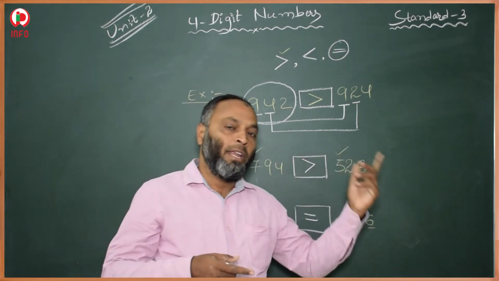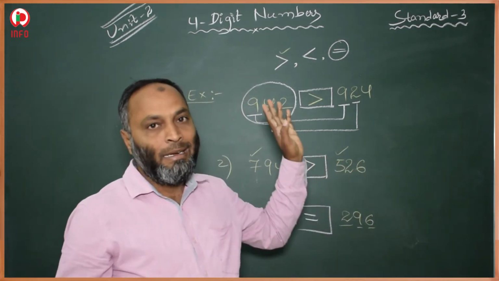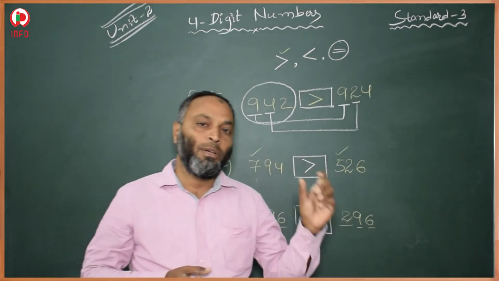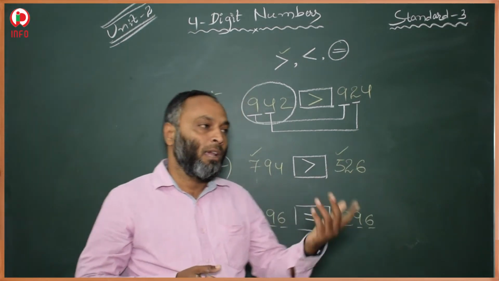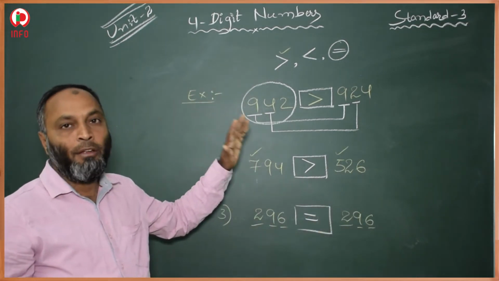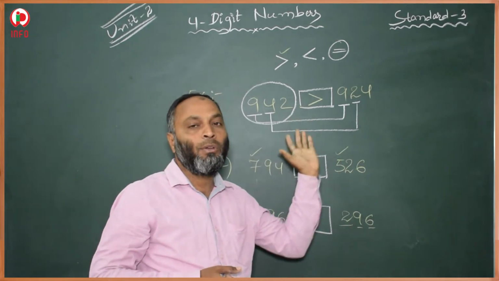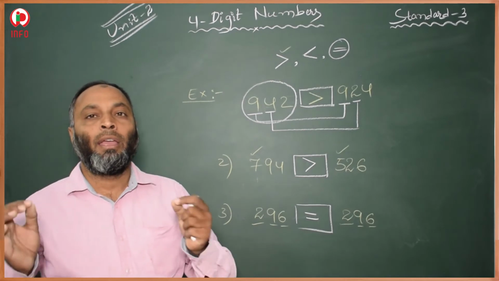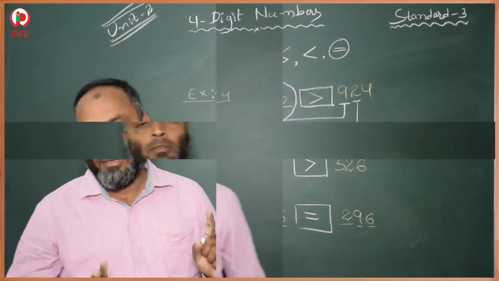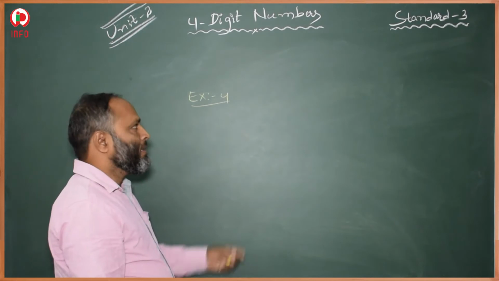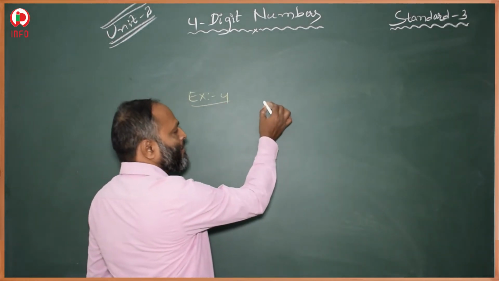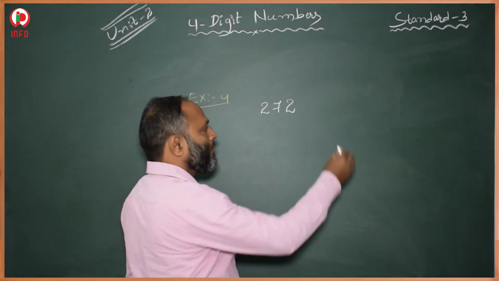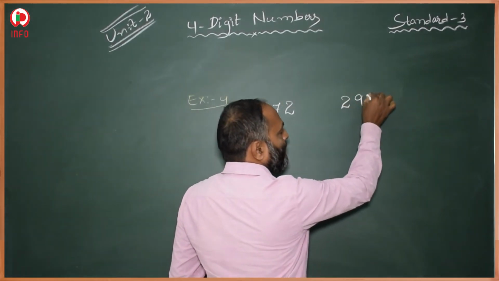What did we learn in this recapitulation? Already we discussed 3-digit numbers. In that, first, how to write in words if a 3-digit numeral is given. Second, how to compare. If two 3-digit numbers are given, how to compare them using the greater than, equal to and less than symbols. Yes friends, now an example 4. Suppose one question is 272 and 294.